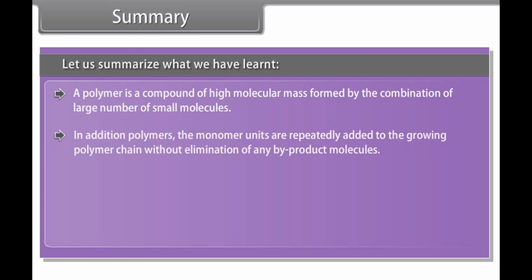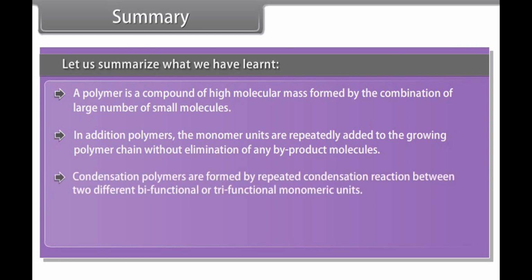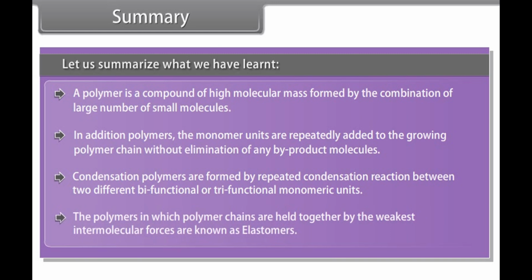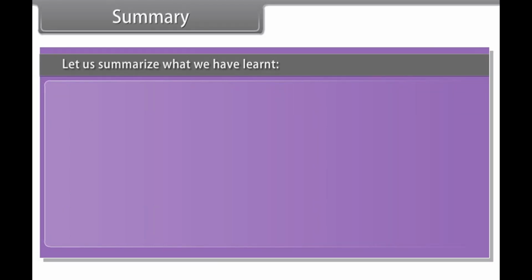In addition polymers, the monomer units are repeatedly added to the growing polymer chain without elimination of any byproduct molecules. Condensation polymers are formed by repeated condensation reaction between two different bifunctional or trifunctional monomeric units. The polymers in which polymer chains are held together by the weakest intermolecular forces are known as elastomers.